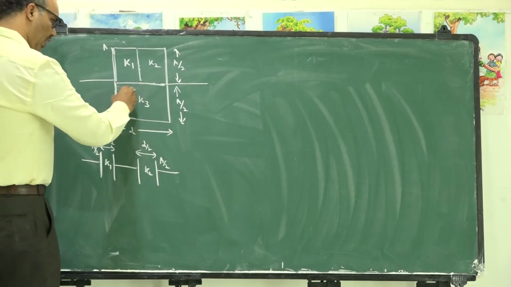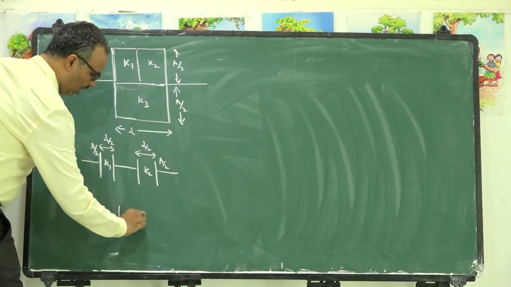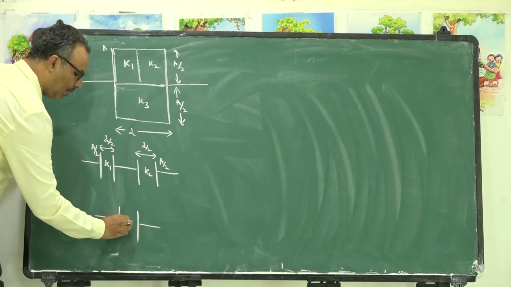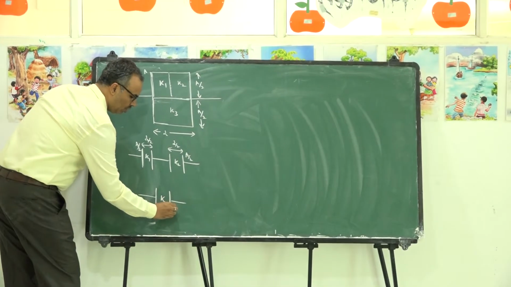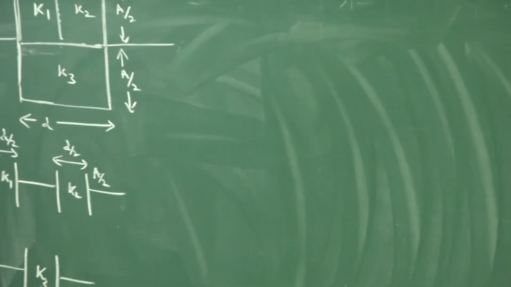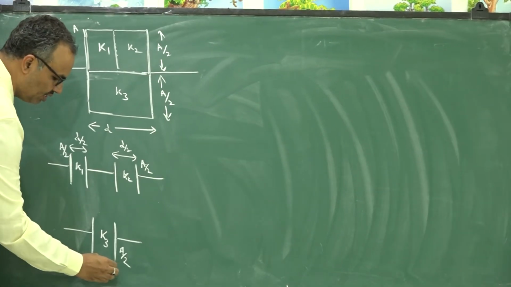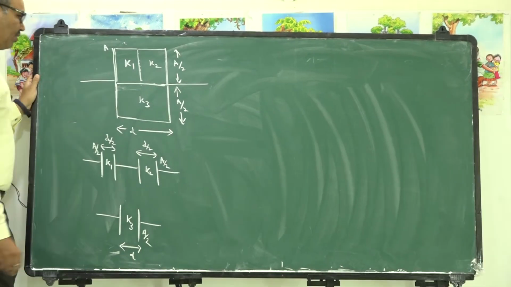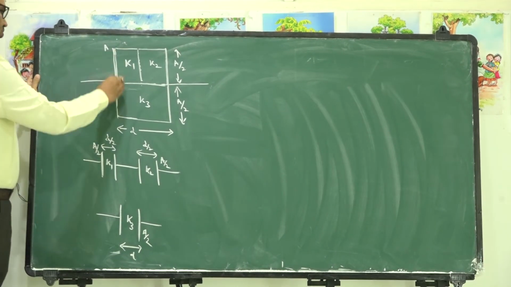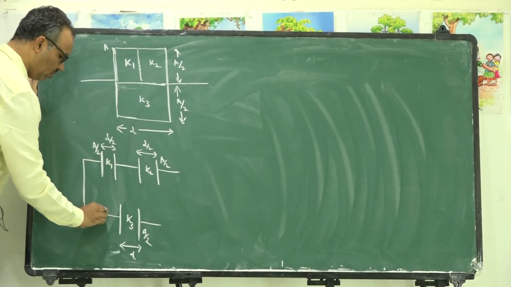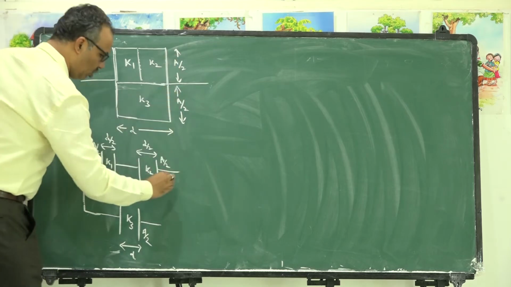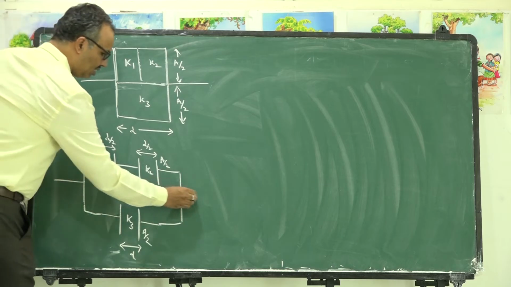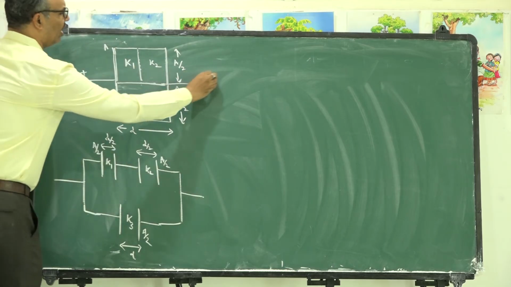And if you go to the lower half portion, it can be considered as a capacitor completely filled with K3. The area of the plate is A by 2. The separation between the plates is D only. Now, these 2 plates are joined with each other. You can join like this. By joining them, you are applying positive potential here and negative potential here.